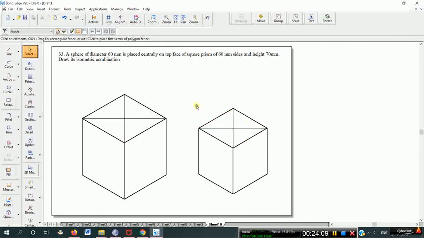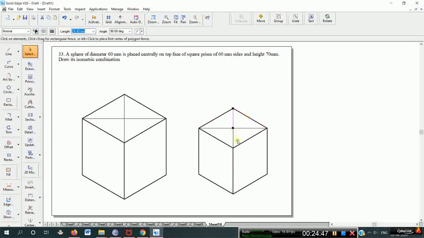Whereas if you are constructing on a plain white sheet, convert all the dimensions. If the height is 70 mm, then 70 into 0.816 becomes 57.12. So convert all these things to isoscale. Then only the sphere has to be constructed with actual dimension, 60 mm using a compass. Don't reduce the sphere diameter as per the isoscale.